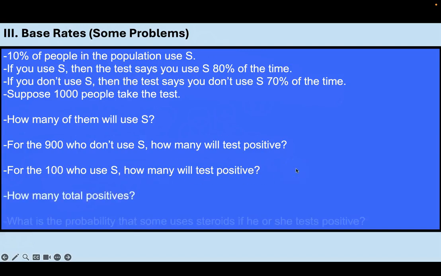How many total positives? Well, it's going to be the positives that you get from the non-users and the positives you get from the users added together, and that was 270 and 80, so it's going to be 350. What's the probability you use steroids if you test positive? Well, it's just the total number of people who actually use from that group, which is 80 out of 350.